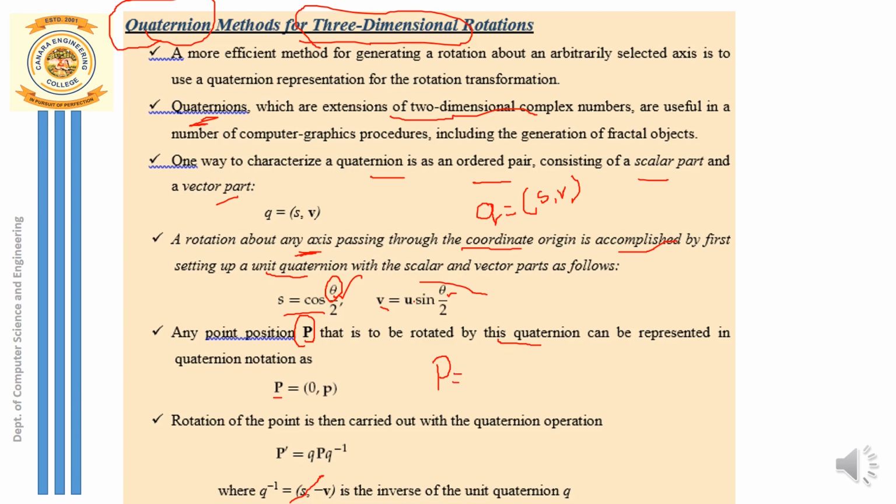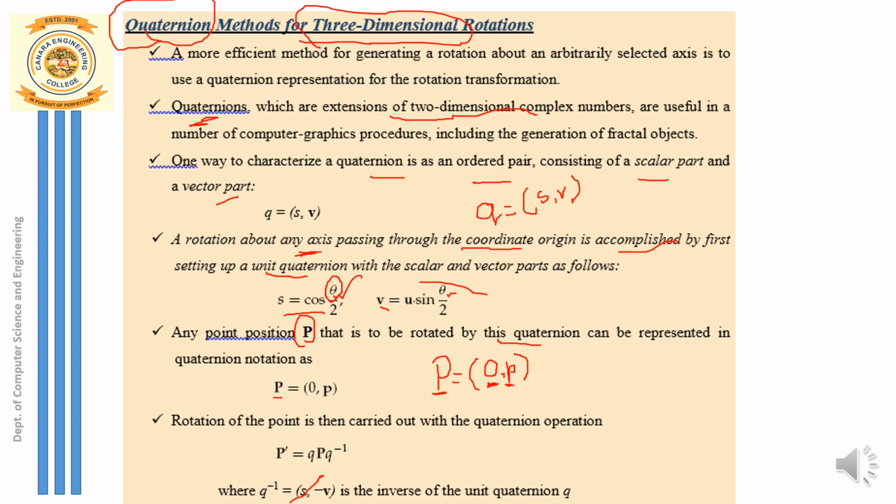So how do I represent a point? A point actually has three components: x component, y component and z component. But instead of representing that in terms of x, y, z, I'll represent this point in the form of a quaternion. So what is that? 0, p. So the point P has no scalar component, or you can say the scalar component of the point is equal to 0, whereas the vector component you take as small p. Okay, so this is a quaternion representation of any given point.